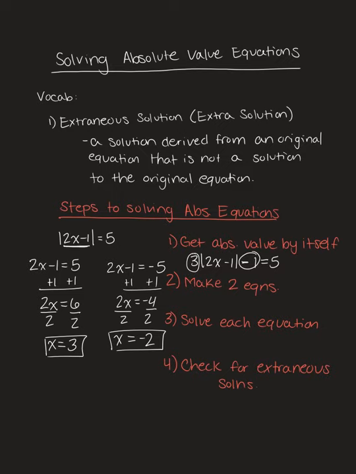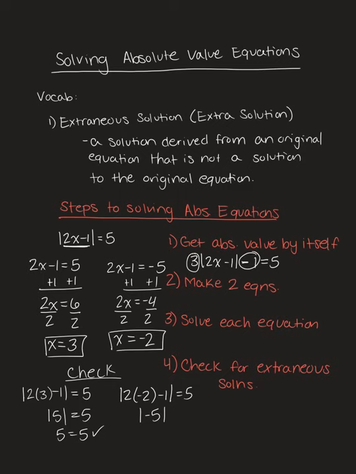I need to check. Okay, so to check, you just plug them back into the original. So I have the absolute value. I'm going to do one at a time. So 2 times 3 is 6, minus 1 is 5. The absolute value of 5 is 5. Okay, so the first one works. If I plug in the next one here, 2 times negative 2 is negative 4, minus 1 is negative 5. The absolute value of negative 5 is 5, so they both work.